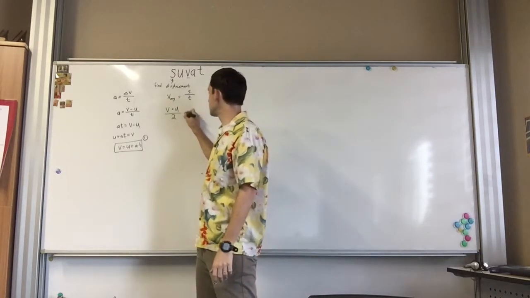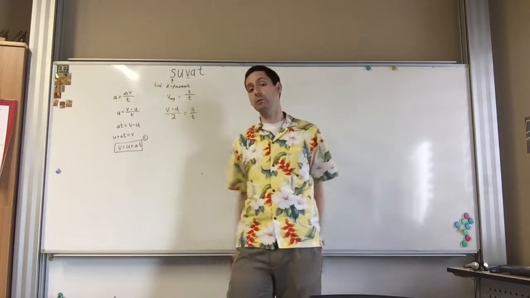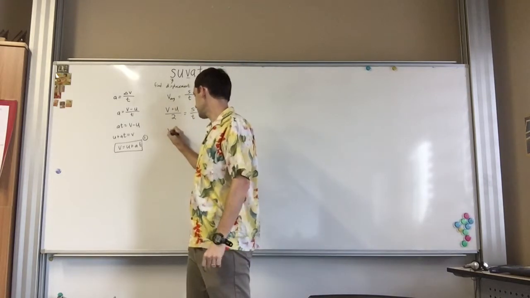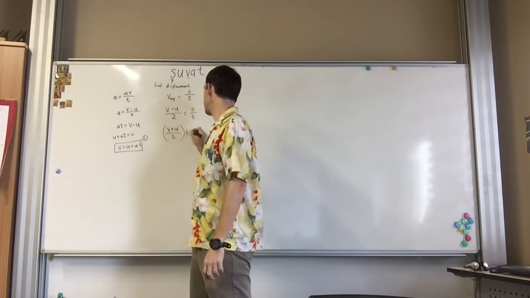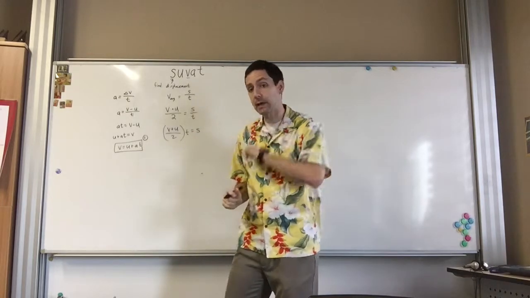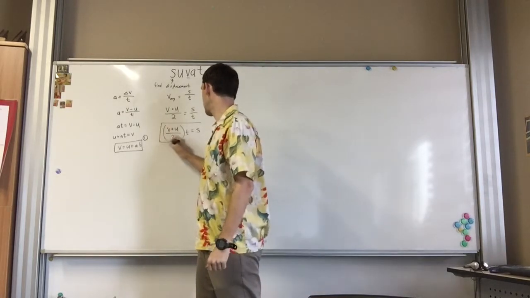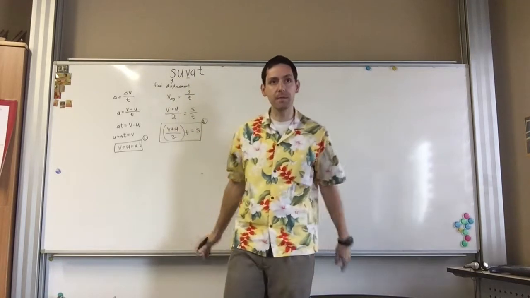So our average velocity is equal to displacement over time. Now, if I multiply both sides by time, I get (v plus u) over 2 times t, which is s. And that is your second kinematic equation right there. Number 2. Not so bad, right?